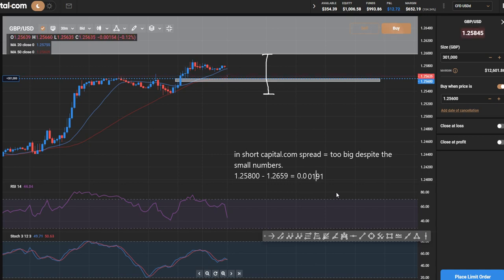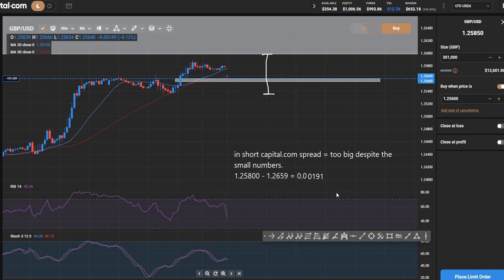I mean, you can say that. You can say, oh well, this is a small pip. You can say, well, this is a small pip, isn't it? 0.001. Yeah. God.